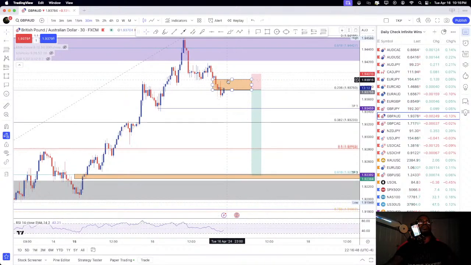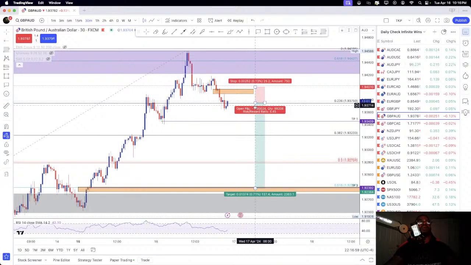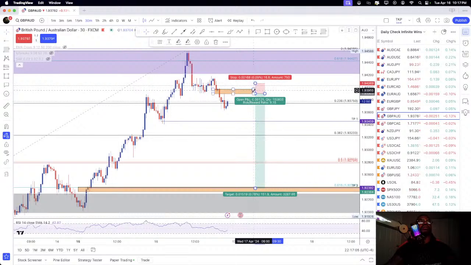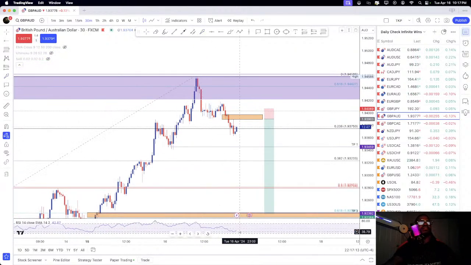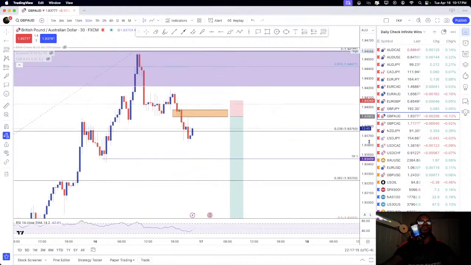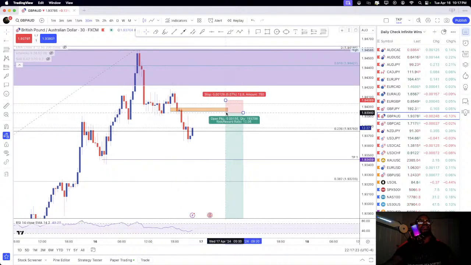Okay, number 1, number 2. Yeah, let's go with number 2. Number 2 is our friend. So what I'm going to do is take this setup. I was looking at this flag, but there's another rule that we have, and that's if you see two flags printed right after each other, we actually take the second one, all right? That gives us a much better risk reward on this trade.